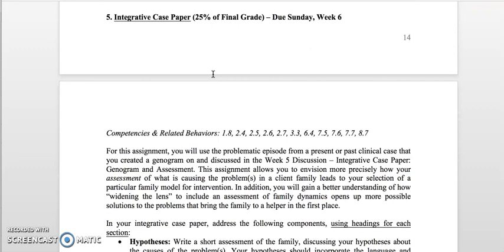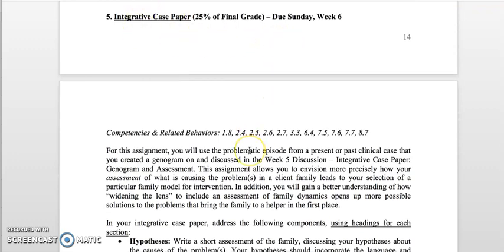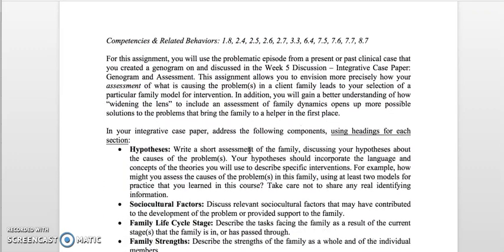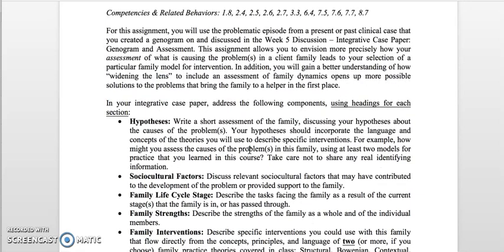And lastly, the integrative case paper due week 6. And here you are basically going to select a clinical case that you've been working with, a past family that you've worked with. And if you don't have one, you can certainly take a look at a fictitious family from TV, literature, films. I've had folks do anything and everyone from The Simpsons to the folks from the TV show Shameless to folks from the TV series Empire to you name it.